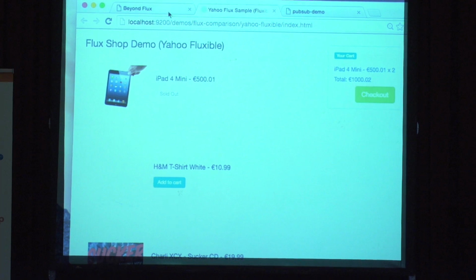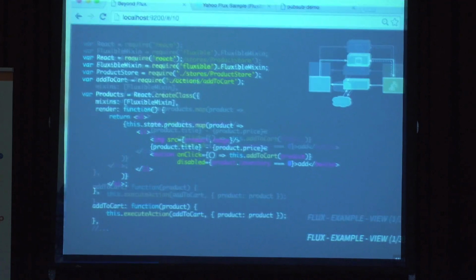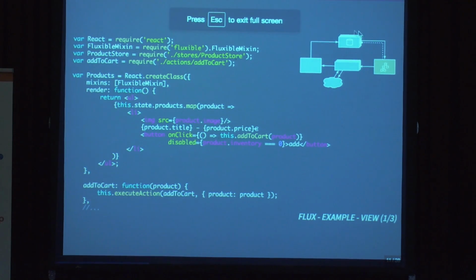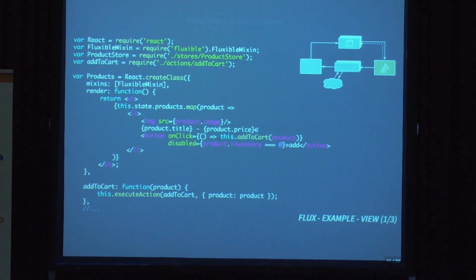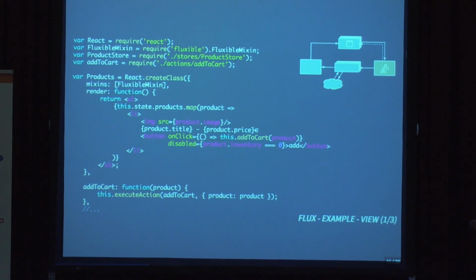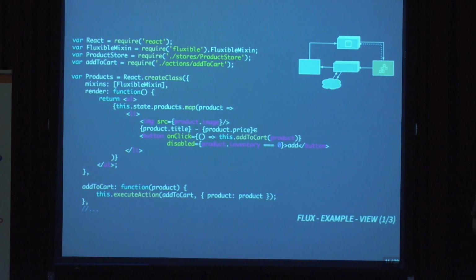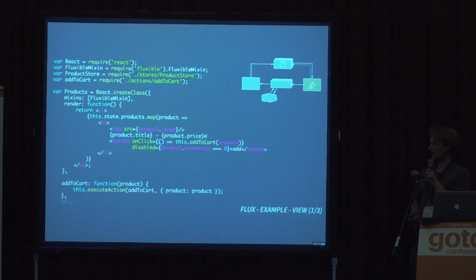Yeah. And to have some actual code for this, I tried to further simplify the example that was based on Yahoo Fluxible. And here we have a JSX implementation of the view component for the product list to the left. And if you're not familiar with JSX, it's the React way of generating HTML within the browser. So it's a way you can embed XML literals into your JavaScript code to simplify the generation of DOM.